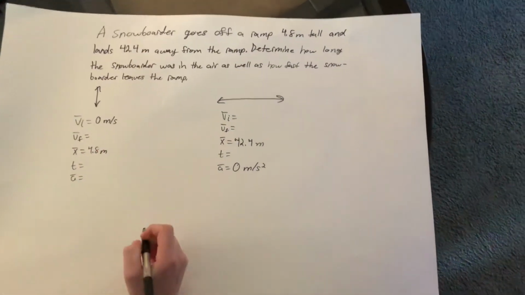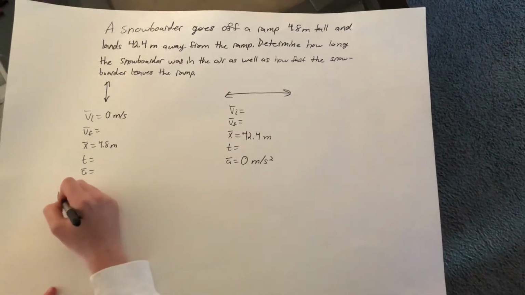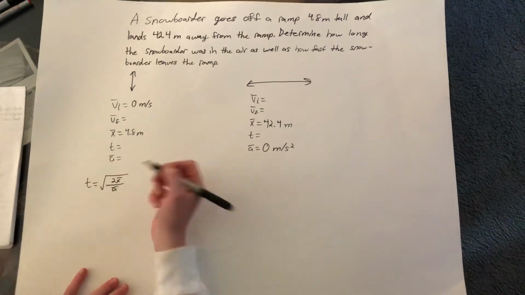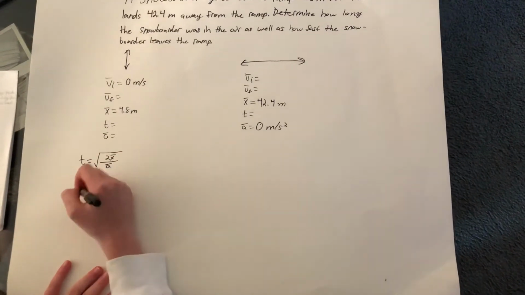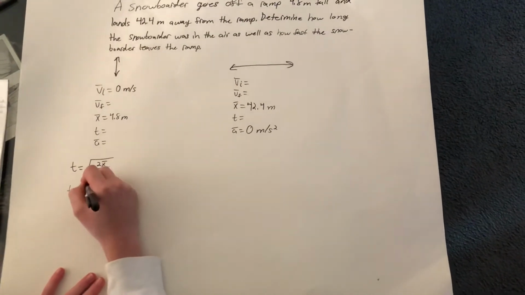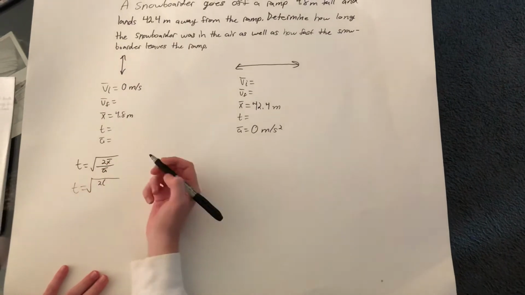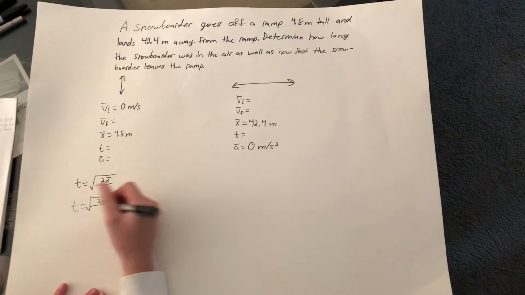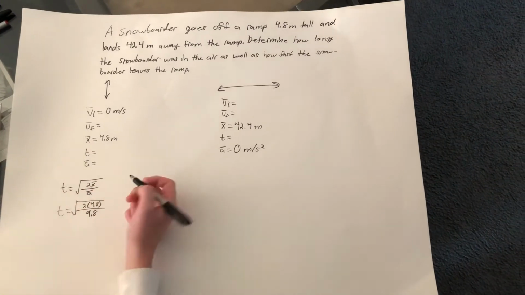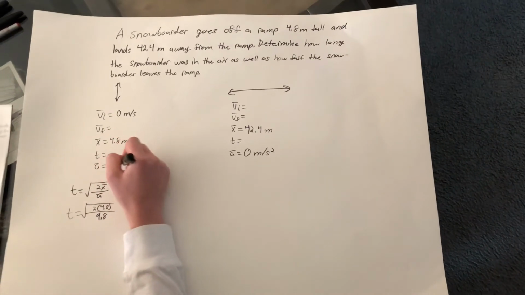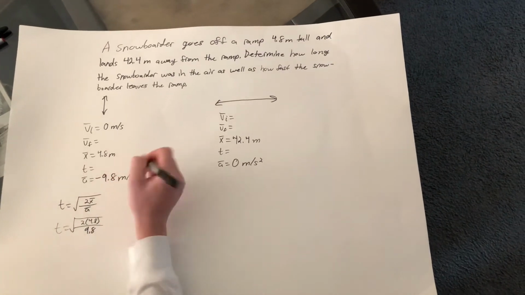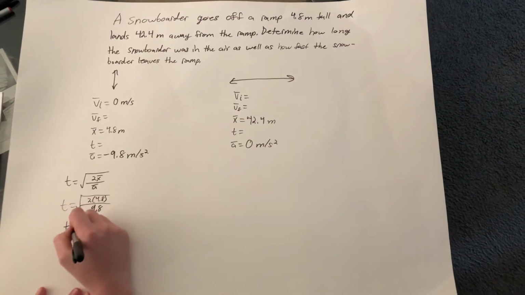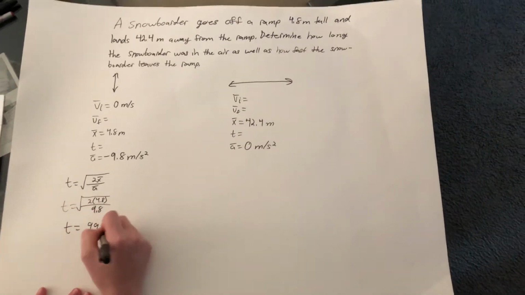Alright, so starting on the vertical side, we use the equation t is equal to the square root of 2x over a to find the time. So we plug in the variables: t is equal to the square root of 2 times 4.8 over 9.8, which is the acceleration because of the force of gravity, which we did not fill in earlier. This will come out to t equals 0.99 seconds.